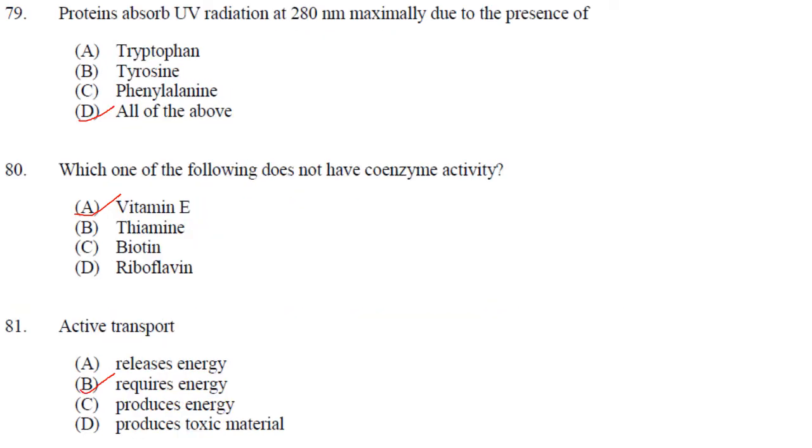Then next one, proteins absorb UV radiation at 280 nanometers maximally due to the presence of tryptophan, tyrosine, phenylalanine, all of the above. Answer is option D.